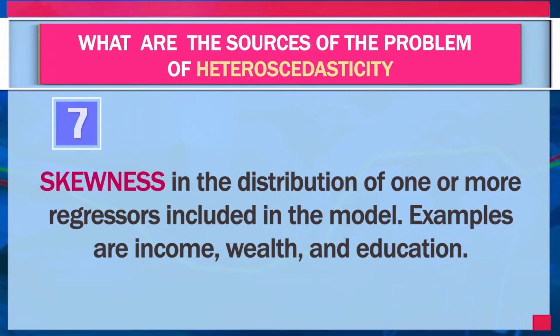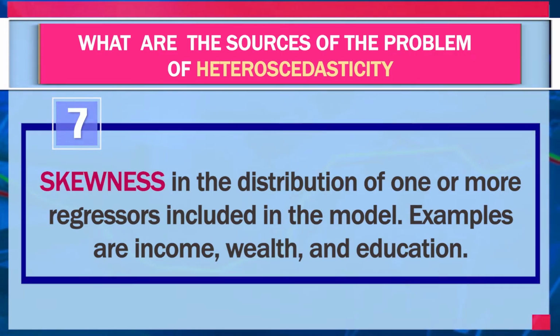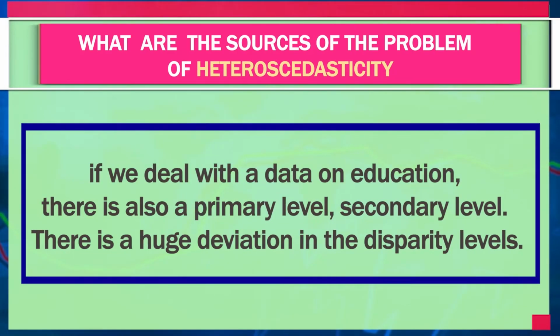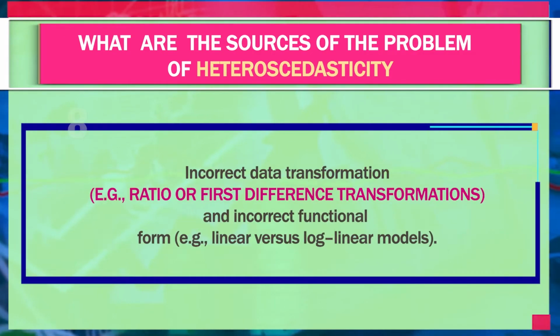And the other two problems refer to skewness and incorrect data transformation. When I talk about skewness, it means that some of the variables are highly skewed as far as real life data is concerned. For example, distribution of income. In any nation, there is a huge disparity in income levels between the rich and the poor, so the distribution is by default skewed. That will definitely give rise to the problem of heteroscedasticity. Similarly for wealth, similarly for education, because if we deal with data on education, at primary level and secondary level there is a huge disparity, and that also will be a source of residuals.